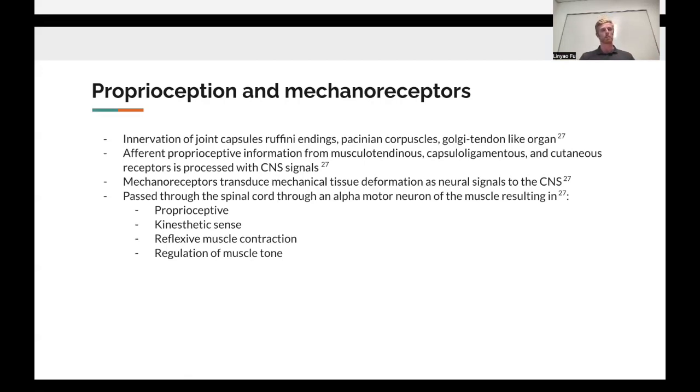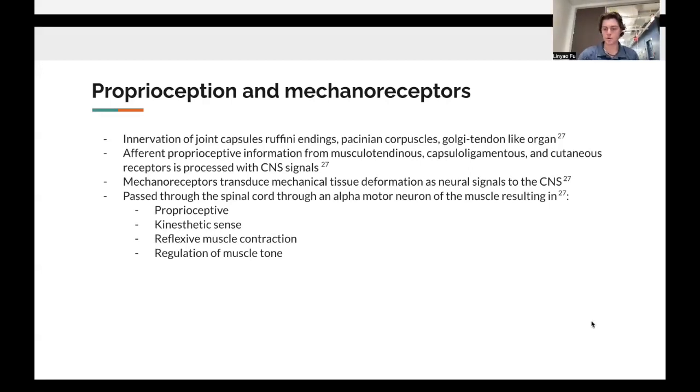These are primarily occurring in the medial and meniscal tracts, as well as the spinocerebellar tracts. Once this information is processed, it comes out through the alpha motor neuron to the affected area, and it's going to result in a proprioceptive kinesthetic sense, a reflexive muscle contraction, or a regulation of muscle tone. And so Nick is going to now take it away.